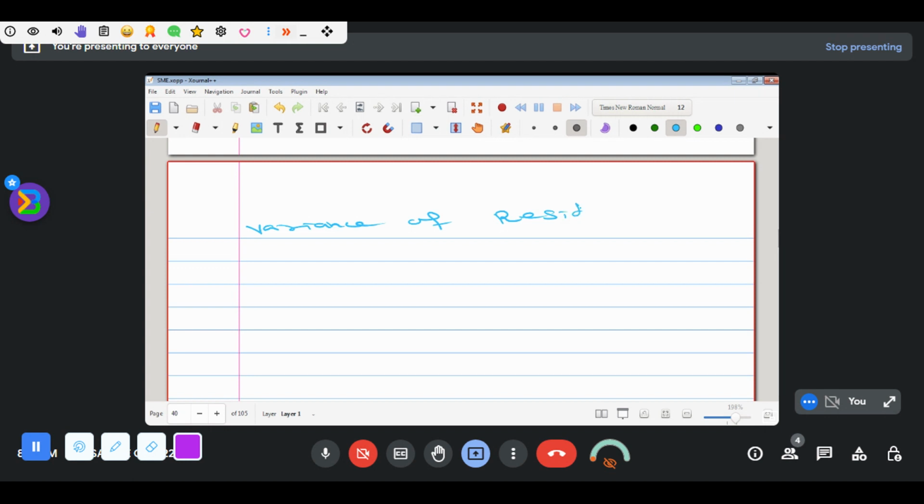Variance of the residual. So what is the formula here? What is the notation first of all? Here we use the notation variance, therefore I am using sigma squared.